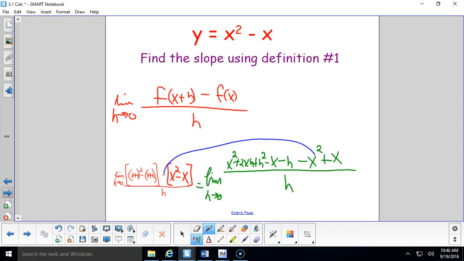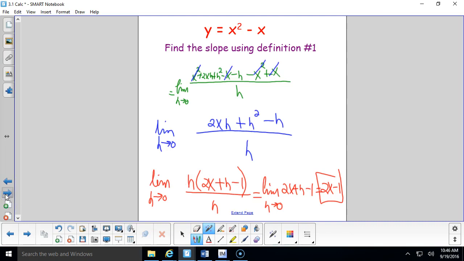If you do this step correctly, everything that doesn't have an h in it should cancel out. So the x squareds cancel out, the x's cancel out. Everything that's left has an h in it. So again, still limit as h approaches 0, but I'm still not allowed to let h be 0 because it's in the denominator. I notice that everybody in the numerator has an h in it, and so when I factor the h out of the numerator, these h's are going to cancel, and now I'm able to plug in 0 for h, and I get just 2x minus 1.